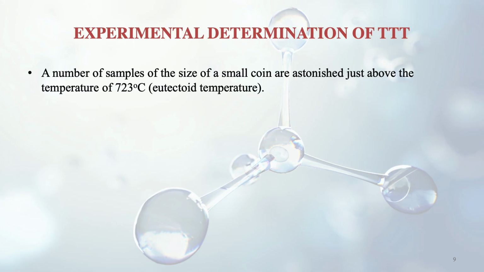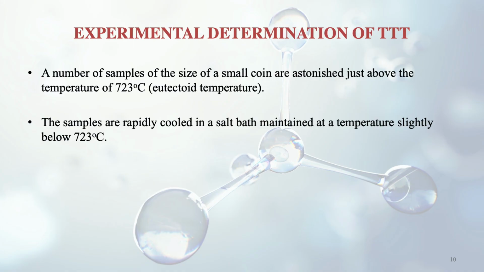Now we come to the time transformation diagram. How is it obtained, how is it experimentally determined? A number of samples of the size of small coins, like 50 paisa and 1 rupee coins, can be used, and they are austenitized. Austenite is a part of that diagram, so they are austenitized just above the temperature of 723 degrees centigrade. And what was that temperature? Like we discussed last time, it was the eutectoid temperature. Then the samples, after going up to this temperature, are rapidly cooled in a salt bath which is maintained at a temperature slightly below 723 degrees centigrade. A salt bath is a kind of furnace.